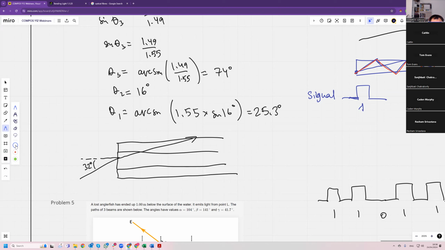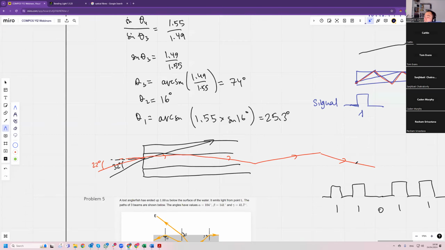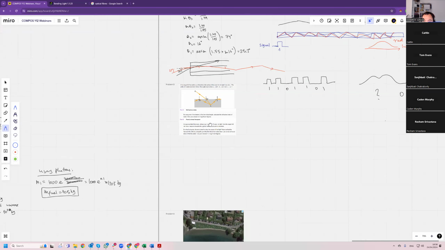But if you send a signal at a shallower angle, for example, 22 degrees, it will refract and then bounce off, bounce off, bounce off, etc. So that's what is meant by the acceptance angle of an optical fiber.